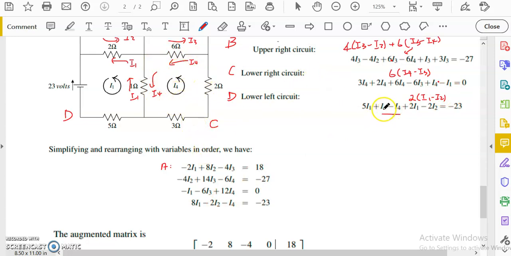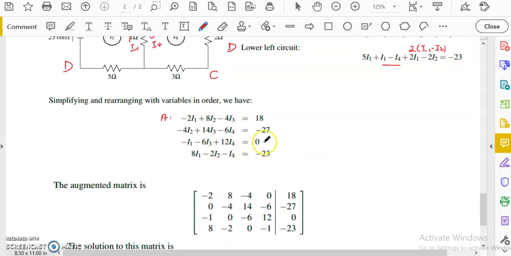And the last one, we have one I1 and then another I1. So it's 3. Oh, no, this one is also an I1. So 5, 6, 7, 8: 8 I1. And there is a -2 I2, and -1 I4, and it's equal to -23.